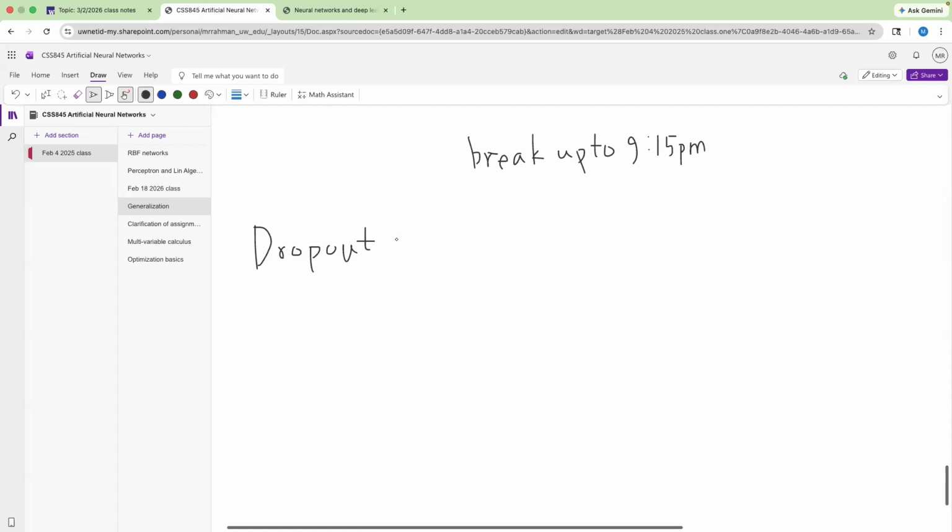The idea of dropout is that we use it to reduce model complexity. So it's like we said with the D parameter, we want to reduce the D parameter, so it's related to that, and it's also related to some sort of ensembling.